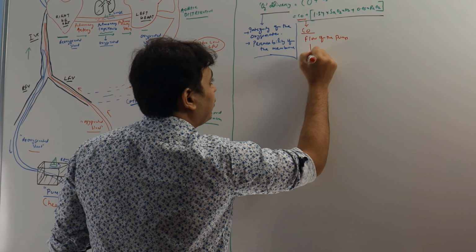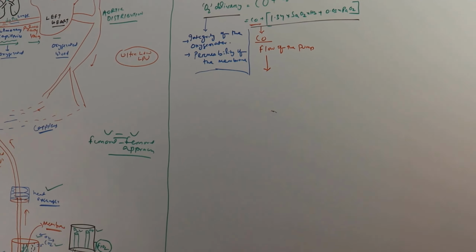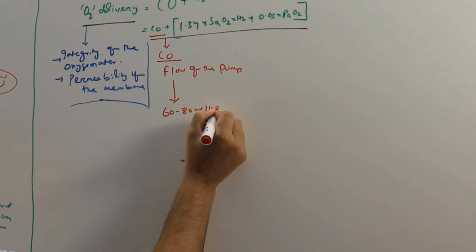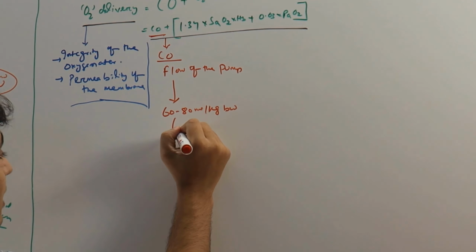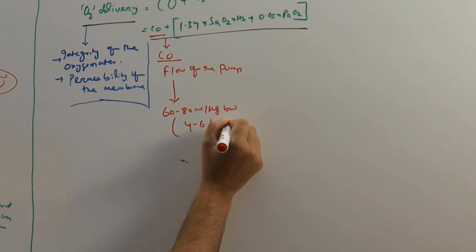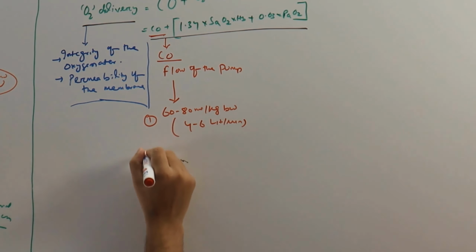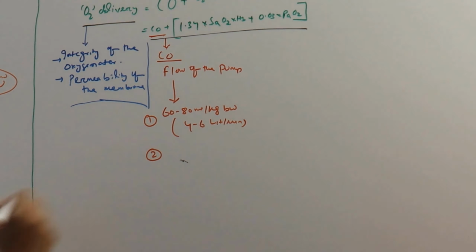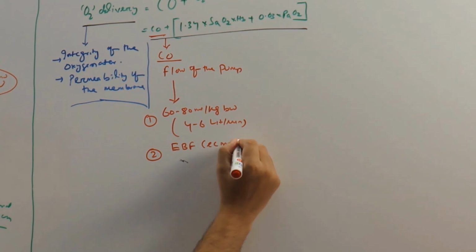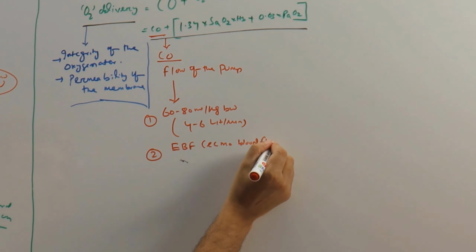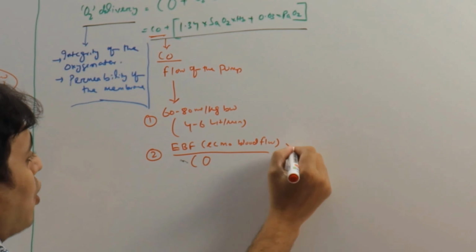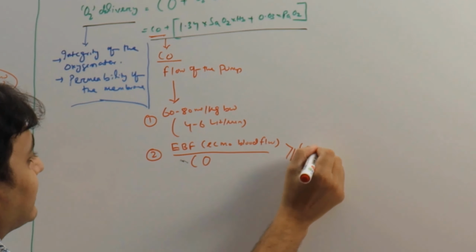So what should be the ideal flow, right? The ideal flow is 60 to 80 ml per kg of body weight, which in an adult patient comes to around 4 to 6 liter per minute. This is number one point. Number two point is the ECMO blood flow or EBF divided by the native cardiac output. This ratio should always be more than or equal to 60%.